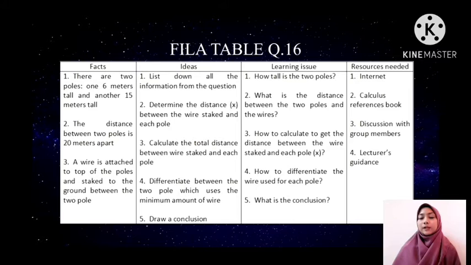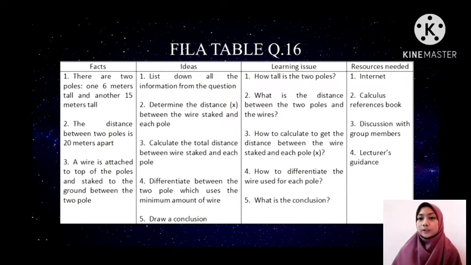Next, I am going to explain the FILA table for case study 16. The FILA table consists of 4 things, which are facts, ideas, learning issues, and resources needed. First of all, I am going to explain the facts for this case. The first fact is, there are two poles with different heights. One is 6 meters tall and another one is 50 meters tall. The second one is, the distance between the two poles is 20 meters apart. The third fact is, the wire, which is labeled as L1 and L2, is attached from the top of the poles and staked to the ground between the two poles.